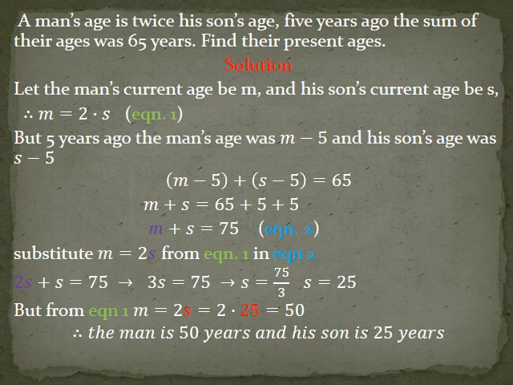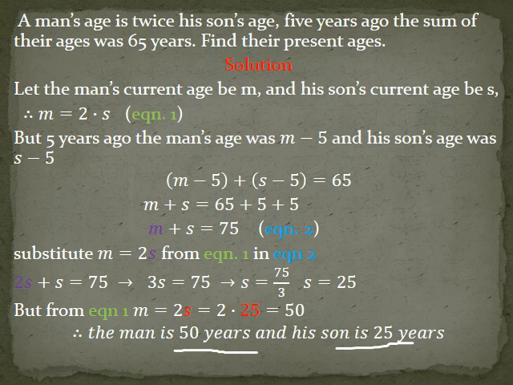But from the first equation, we're told that M equals 2S. The father's age is twice the son's age. So M, the father's age, will be 2 times S. 2 multiplied by S, and S is 25. So 2 times 25 is 50. So the man is 50 years old, and his son is 25 years.